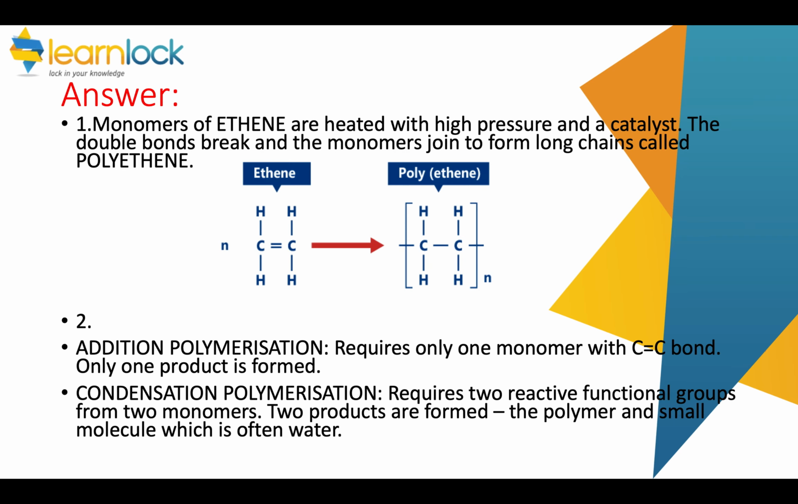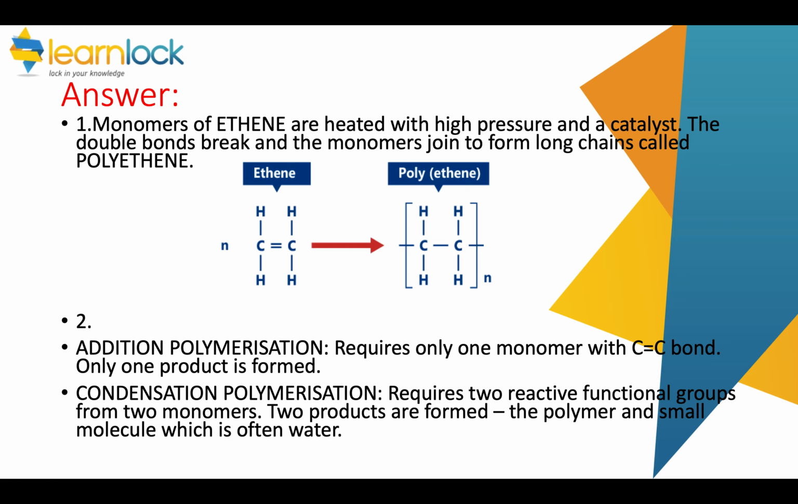So, how do you make polyethene? Well, you need to start with ethene and you heat it with high pressure and a catalyst. The double bond will break, open up, and lots of these will join together. To represent that, you put brackets around it with the letter n. So this is polyethene.